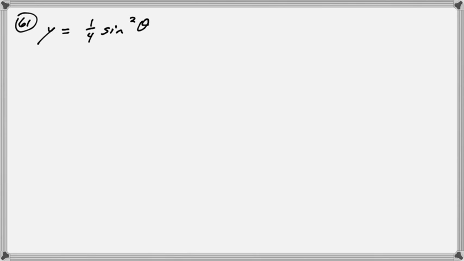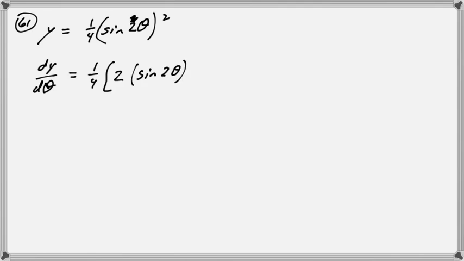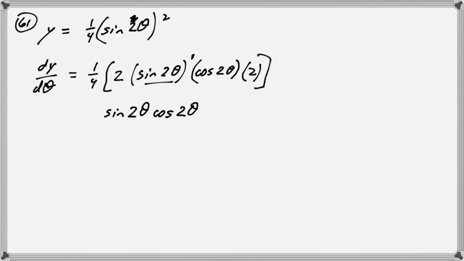And somebody had asked number 61. 61, I'm going to keep the 1/4 out front as a constant. And realize that this means quantity squared, right? It's 2 theta. Okay, so what I do is I do power times the base to the 1 less power times the derivative of the base. Derivative of sine is cosine of the same angle times the derivative of the angle. 2 times 2 is 4. 4 times 1/4 is 1. That leaves me with sine 2 theta, cosine 2 theta.